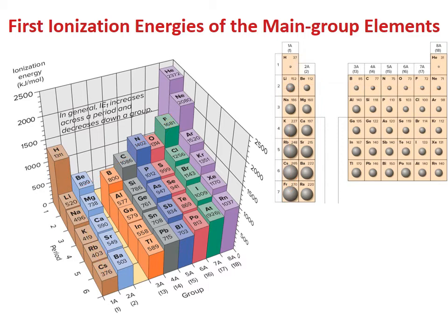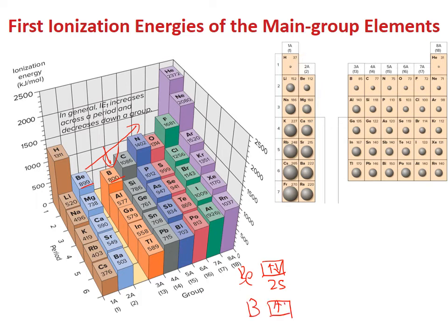Let's look at two exceptions. According to the trend, ionization energy increases from left to right, but boron has an ionization energy of 800, less than beryllium's 899. Let's look at the partial orbital diagram. For beryllium, there are 2 electrons in the 2s orbital, and that's beryllium.